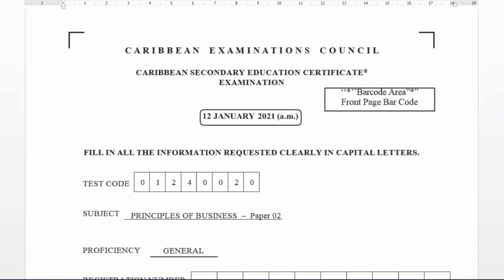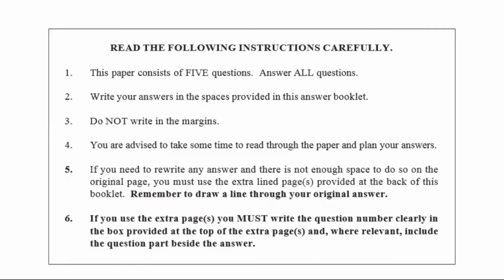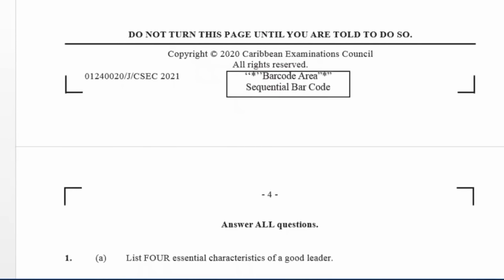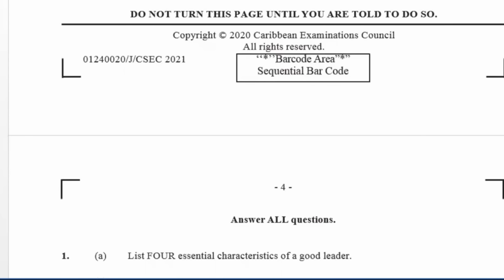Today, we will be going through the Principles of Business January 2021 exam paper. Remember now that your exam paper consists of 5 questions and you're to do all questions. Let's look at the first question. List 4 essential characteristics of a good leader. Can you think of any?